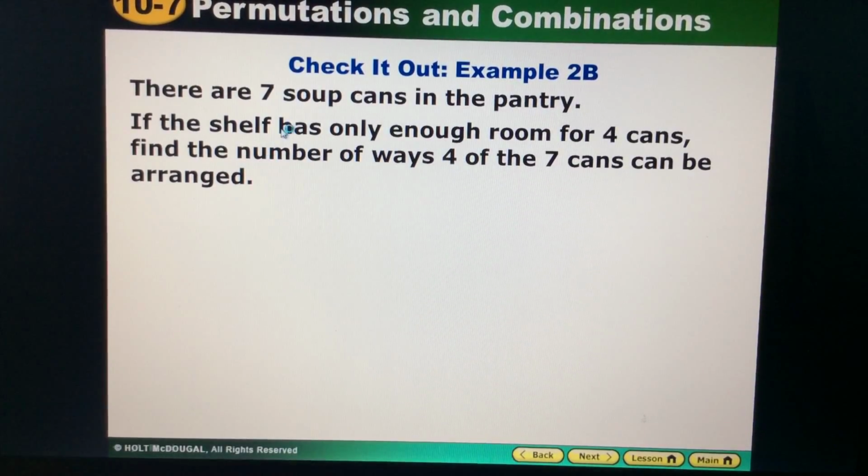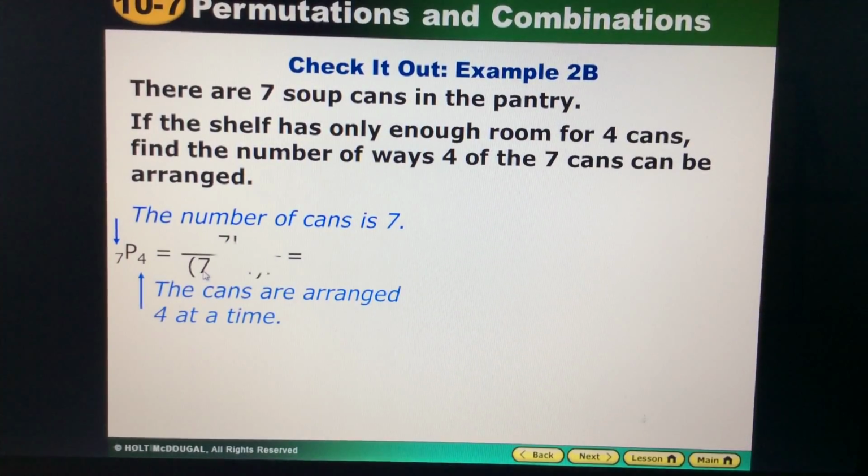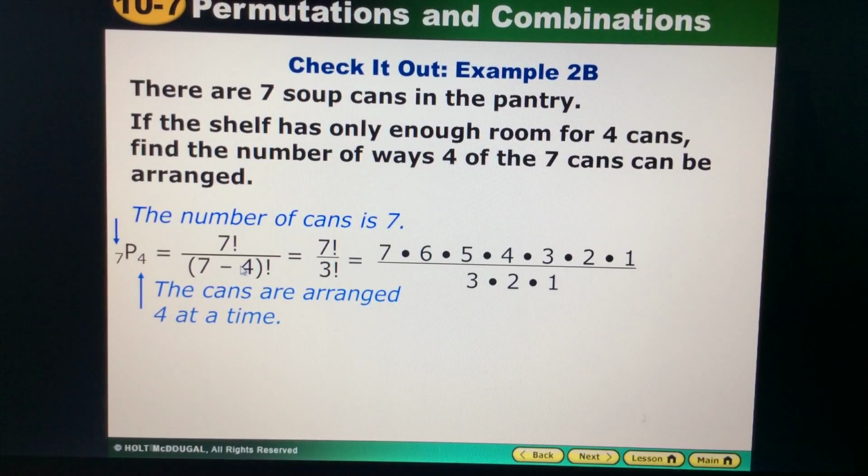Okay, the next one, now what if there's 7 soup cans in the pantry, but the shelf only has enough room for 4 cans? Find the number of ways 4 of the 7 cans could be arranged. So you've got 7 to deal with, but you only have 4 spaces. How many different ways can you do that? Well, that'll be the permutation of 7 things taken 4 at a time. So that's going to be 7 factorial over 7 minus 4 factorial, in parentheses, the quantity 7 minus 4.